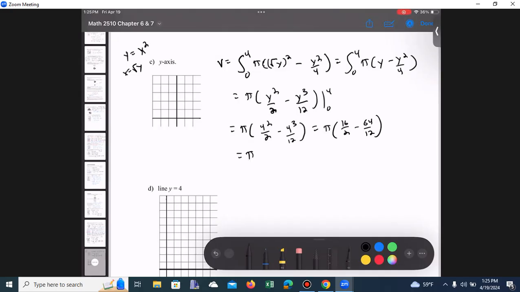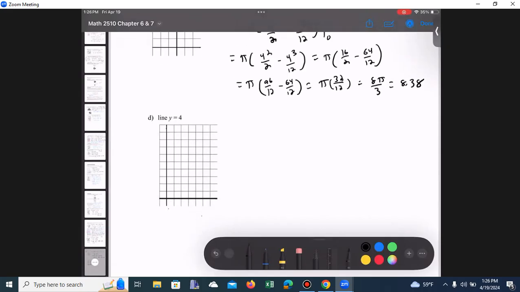Let's see here, simplify this out. I multiply this by 6. 16 times 6 gets 96 over 12, minus 64 over 12. We'll have 32 over 12, which becomes 8 pi over 3, which becomes 8.38. Okay, so that's rotating it around the y-axis.